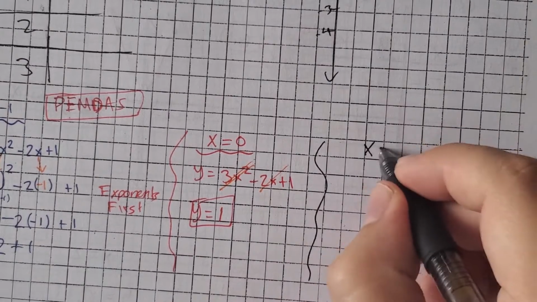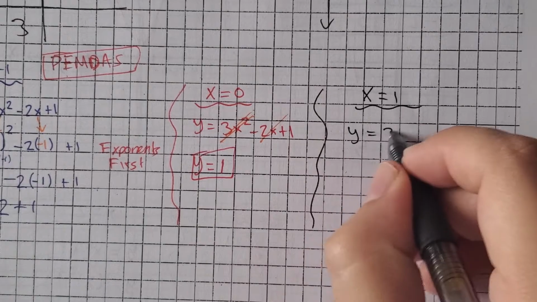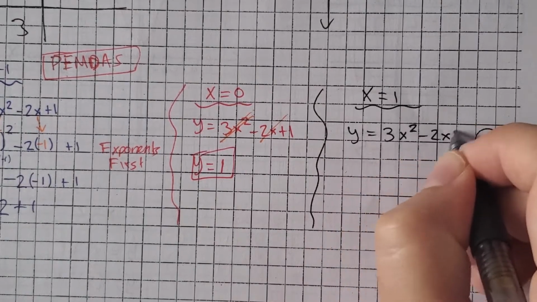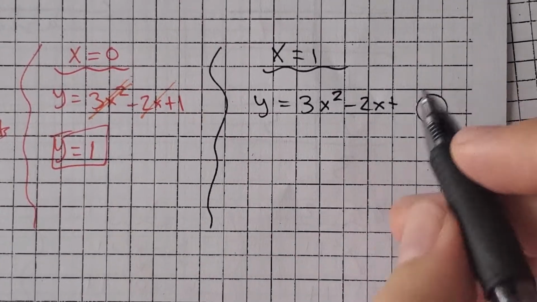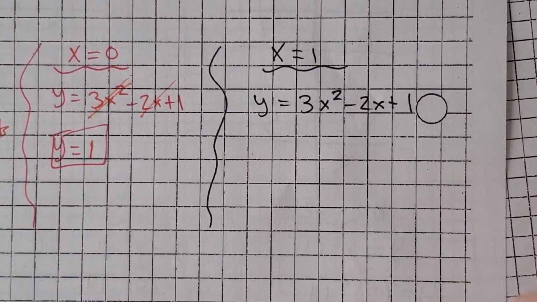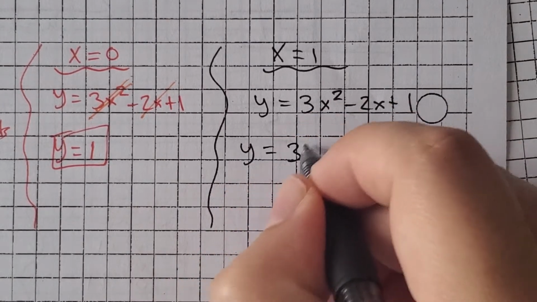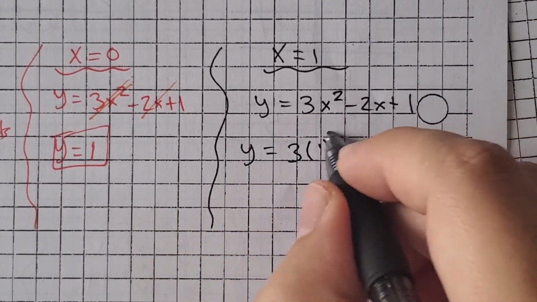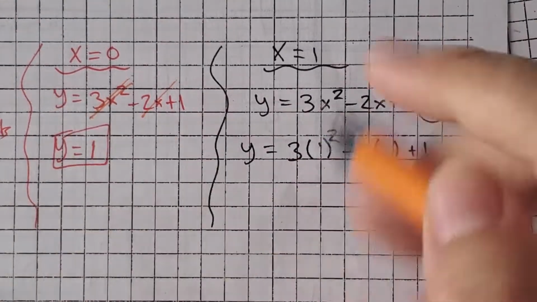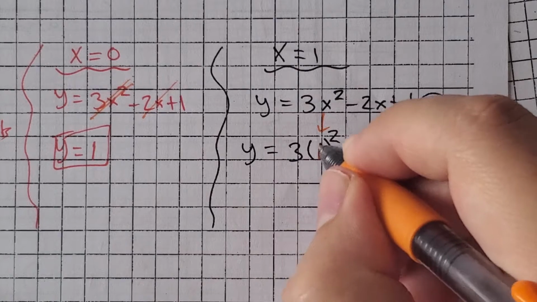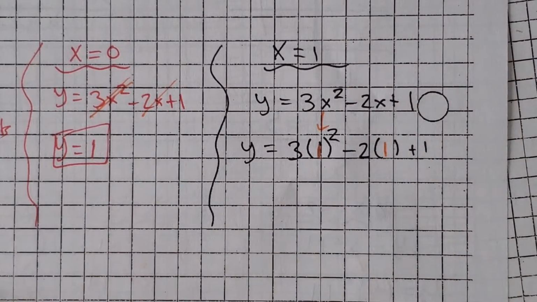And then let me do one more over here. So now I'm going to choose x equal to 1. Again, my equation was y is equal to 3x squared minus 2x plus 1. So let me plug in my numbers. Don't forget, all I'm changing is the x. So this x became a positive 1, this x became a positive 1, and then everything else is the same.